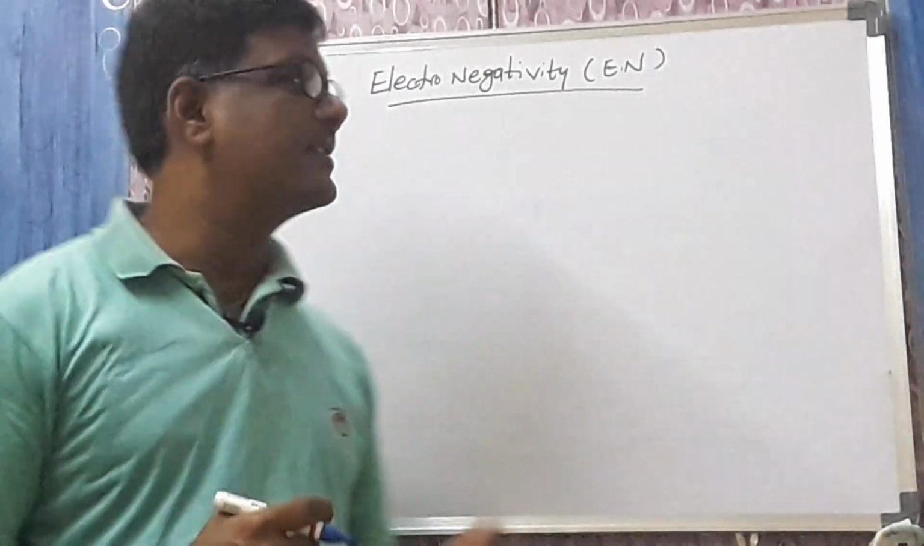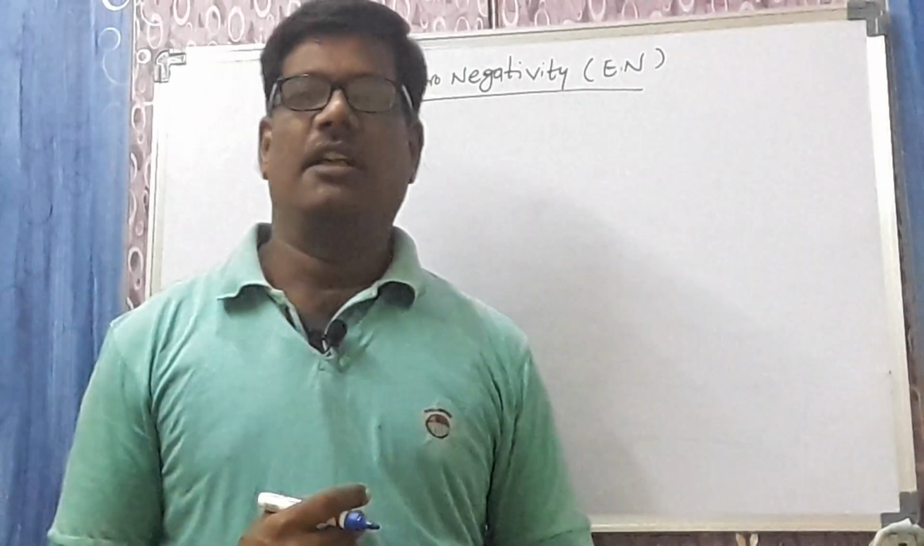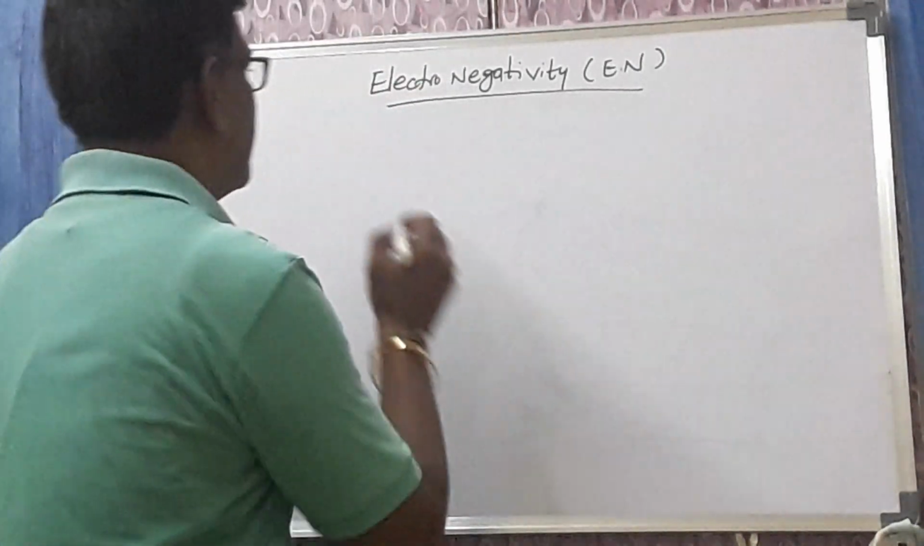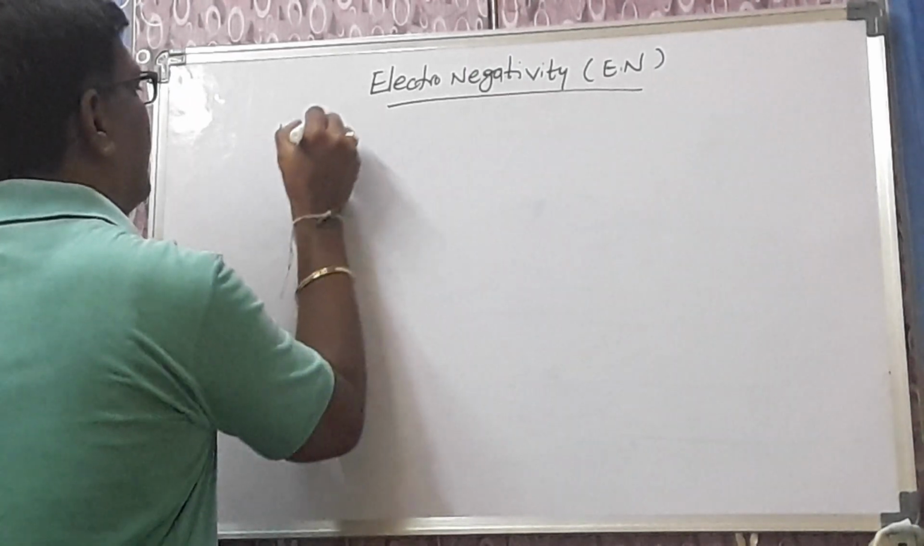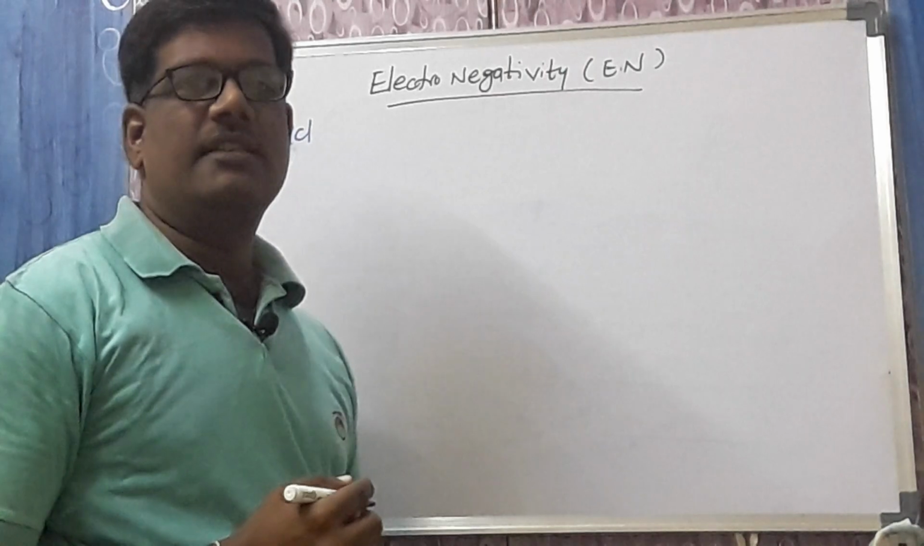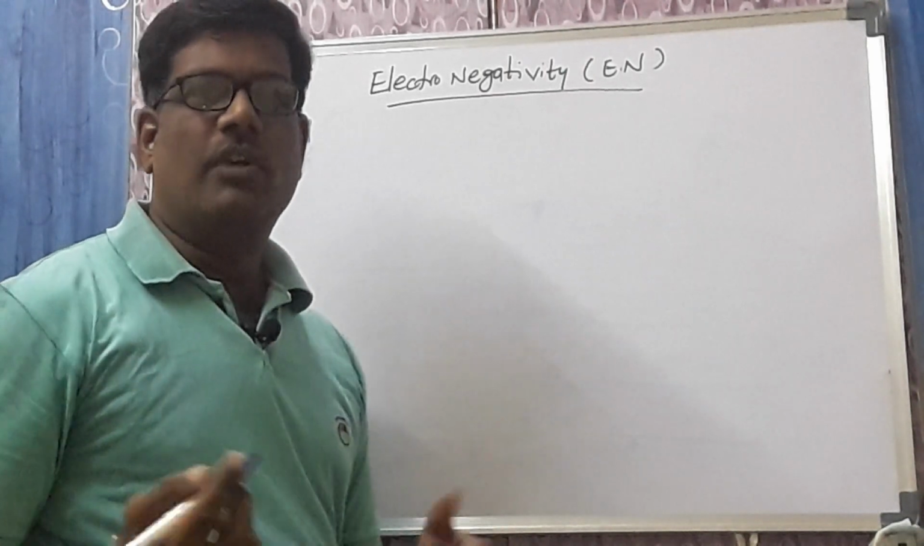Today my topic is electronegativity. In order to know the definition of electronegativity, first we will take one example. Let us take HCl, which is called hydrochloric acid. Hydrochloric acid is held by the covalent bond. What is the covalent bond?